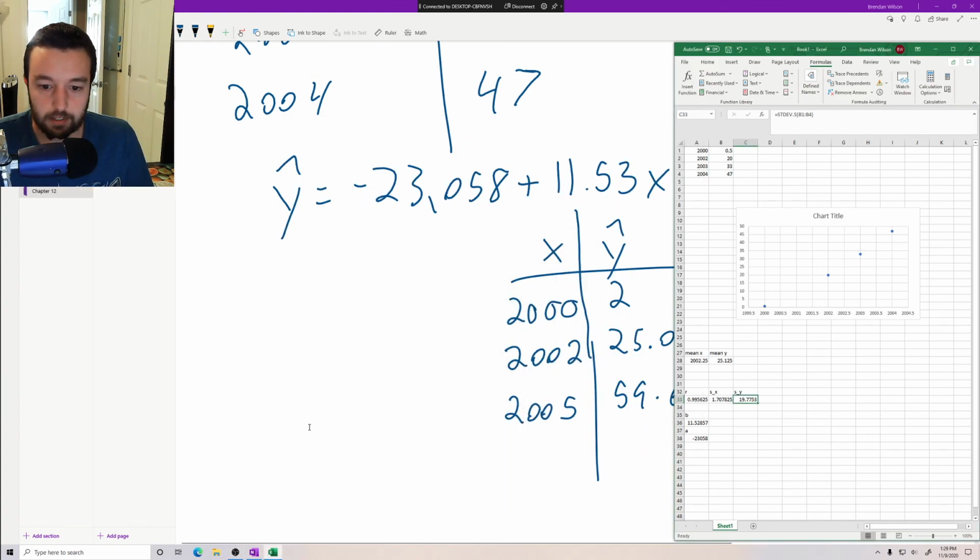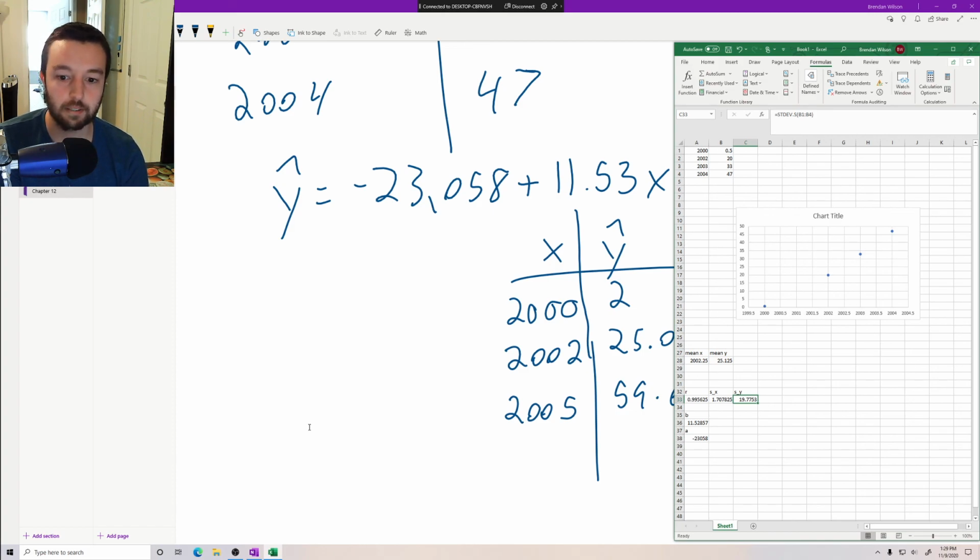I think we'll end it there today. So next time what we're going to do is we're going to look more at what that R is. Because I said this R value shows that there's a very strong relationship. What exactly does that mean? So we'll look at that, and then we'll just continue on from there.